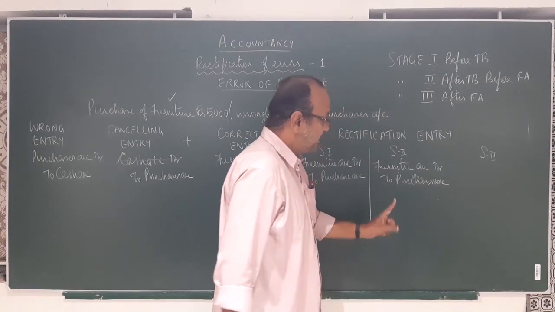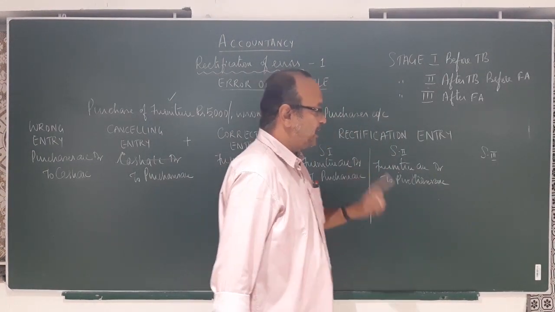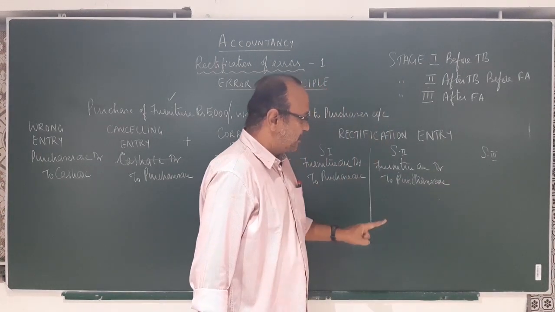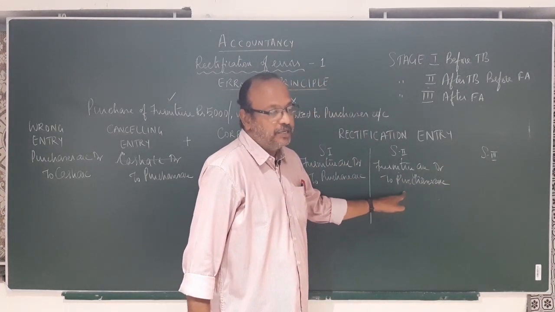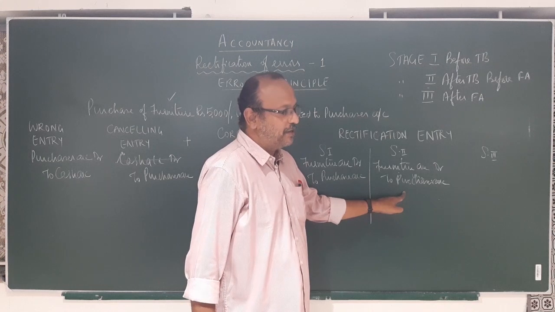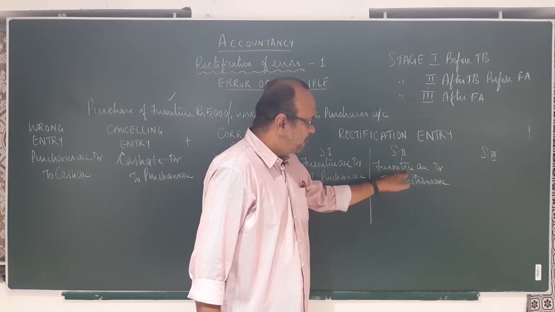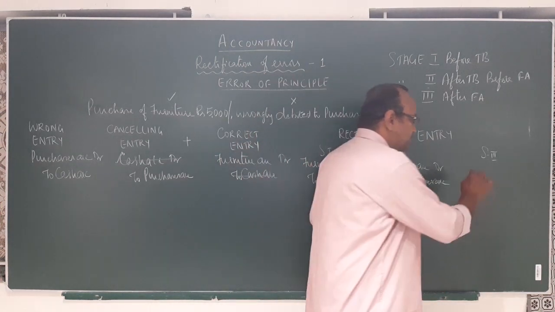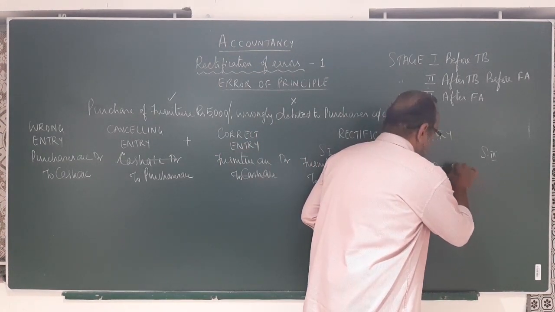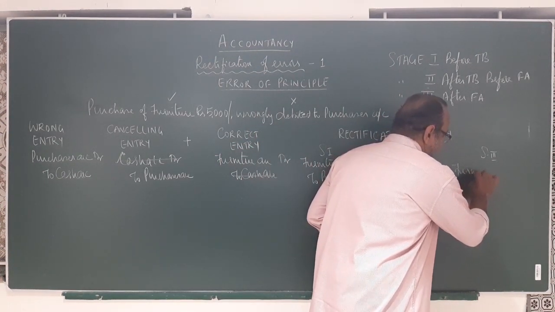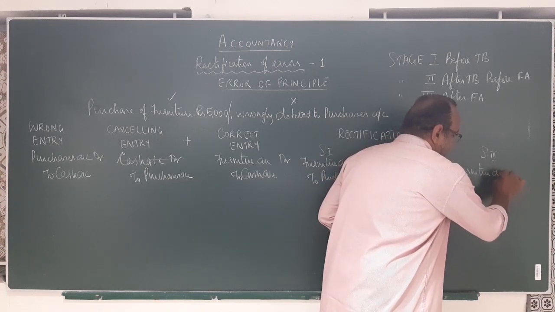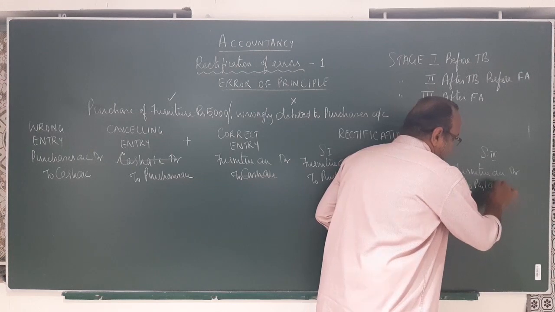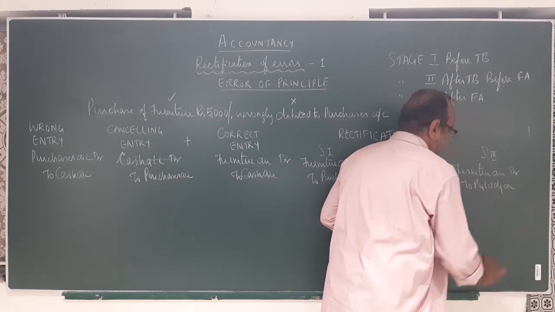Right? And in the third stage, kindly understand, if there is a nominal account, that nominal account has to be substituted with profit and loss adjustment account. Furniture is real, purchases is nominal. So, in the third stage, the rectification entry will be furniture account debit to profit and loss adjustment account.